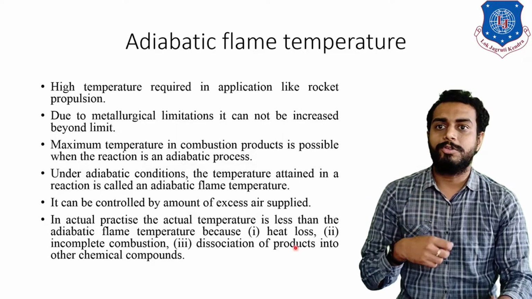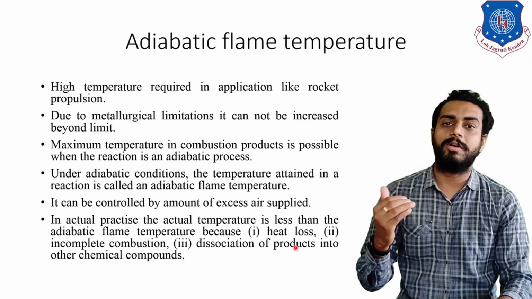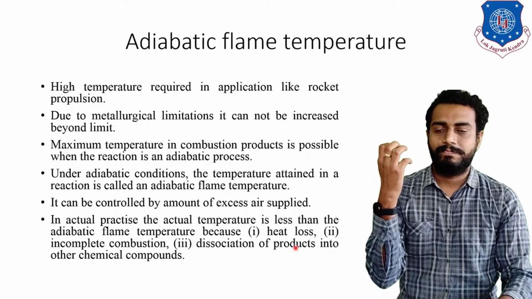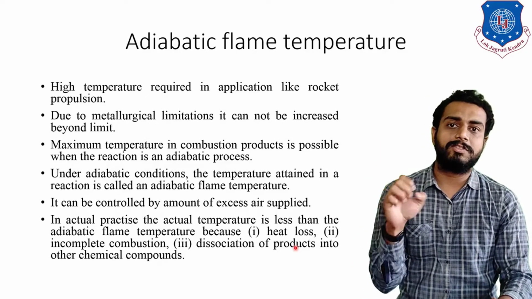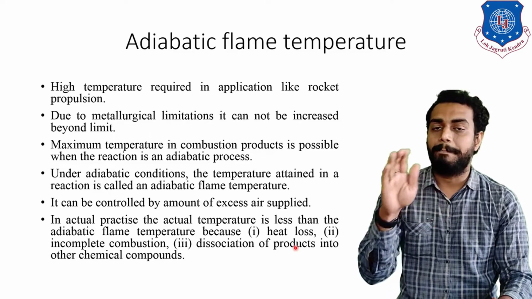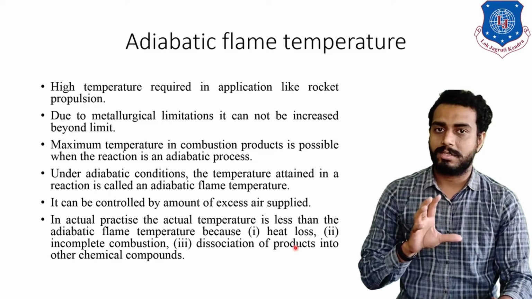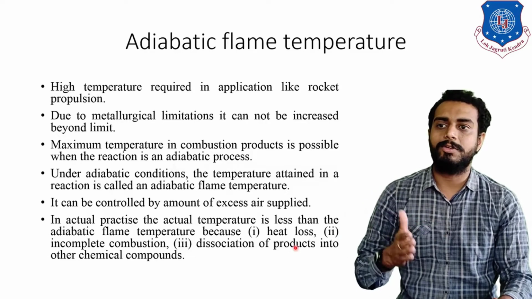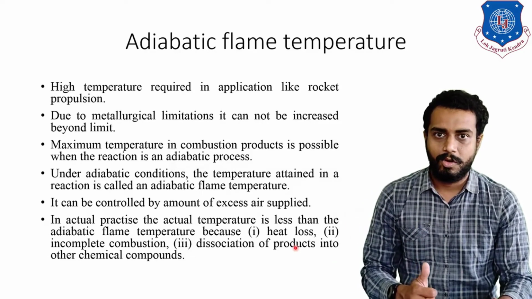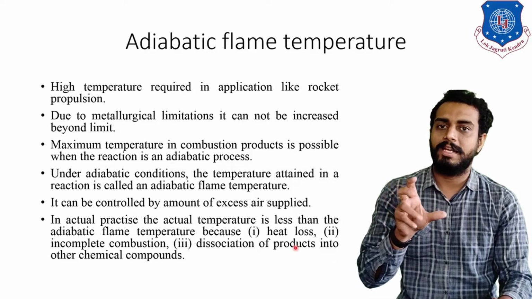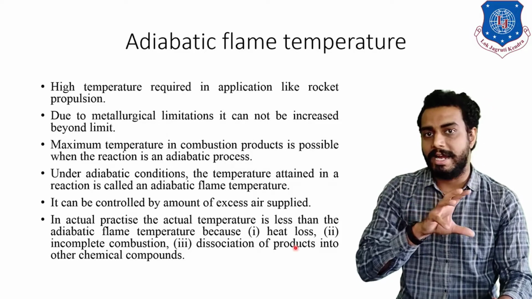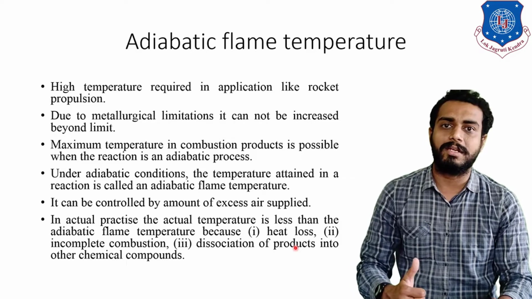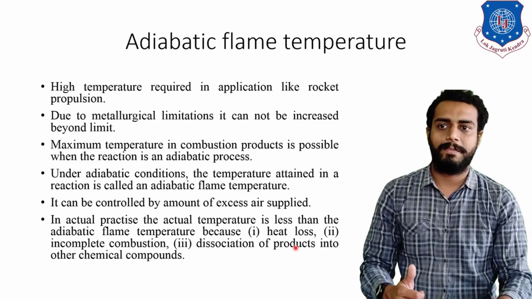But what will happen? Due to metallurgical condition, you cannot increase the high temperature, right? So the maximum temperature is only possible when it is a completely adiabatic process. Okay, but it is not completely adiabatic because it is difficult to achieve adiabatic conditions. So it is an ideal concept that under ideal adiabatic conditions, if you attain the maximum value of temperature, that is known as adiabatic flame temperature.